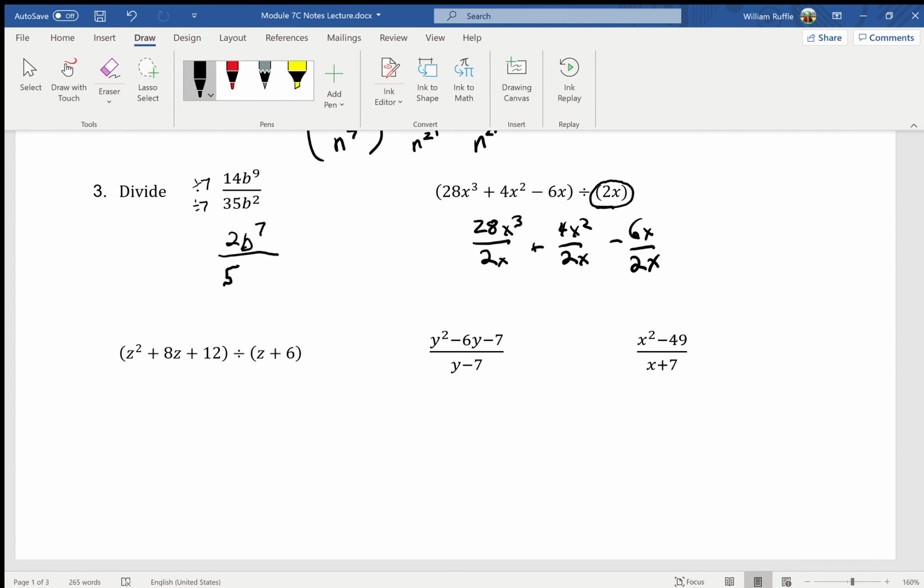28 divided by 2 is 14. X cubed over x. Again, we're dividing, so we just subtract the exponents: 3 minus 1, so that's x squared, plus 4 divided by 2 is 2, x squared over x is just x, minus 6 divided by 2 is 3, and the x's just cancel, and that is my answer. And I will stop that now with a quick 5-minute video.